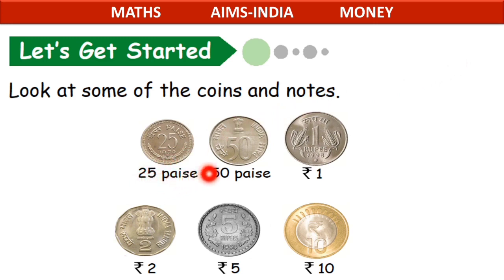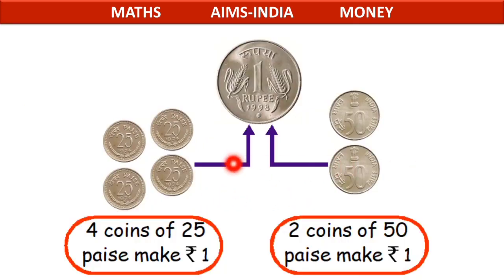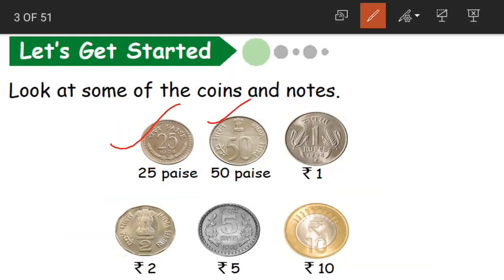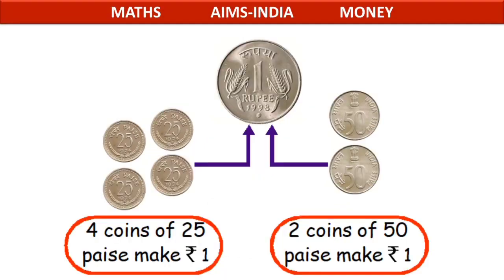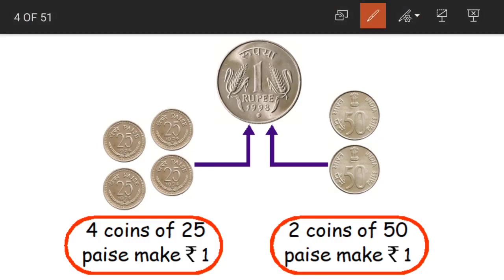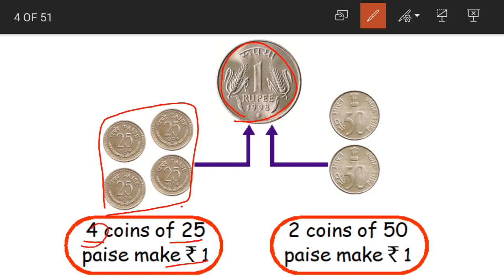This is a 25 paisa coin, 50 paisa, 1 rupee, 2 rupee, 5 rupees and 10 rupee coins. And if we break down the value of 1 rupee, I don't think you might have seen 25 paisa and 50 paisa coins, but they were in use a few years back. If we break down the value of 1 rupee, 4 coins of 25 paise make 1 rupee. How many coins of 25 paise, children? 4. 4 coins of 25 paise make 1 rupee and 2 coins of 50 paise make 1 rupee.